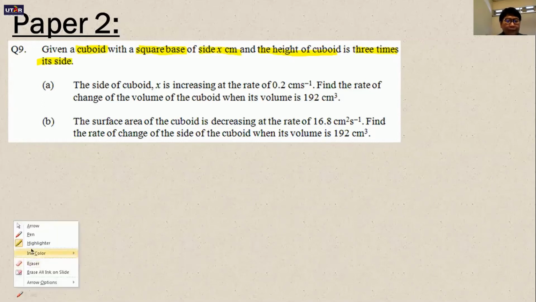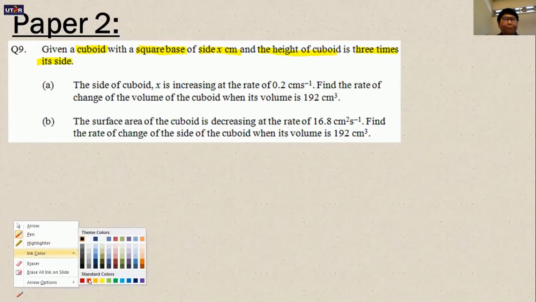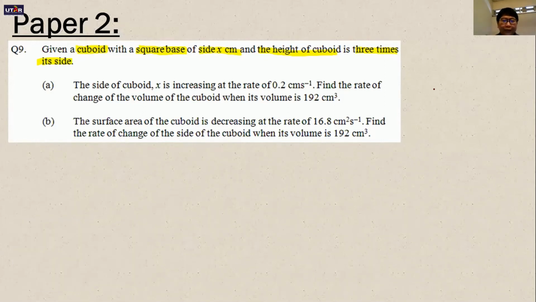So if possible, you try to draw the diagram. So we know it's a cuboid. The base is a square, the height is 3 times the side. So the cuboid will roughly look like this. Right? This is a cuboid.